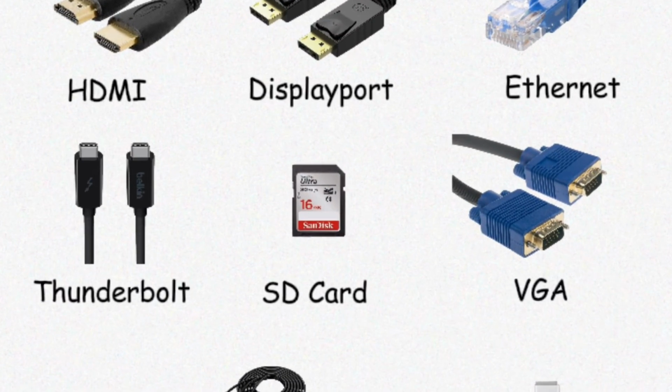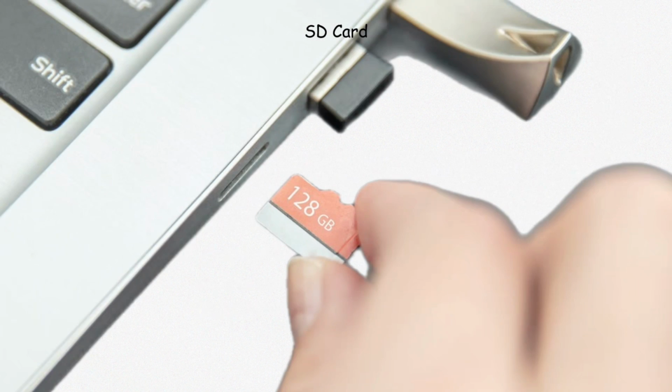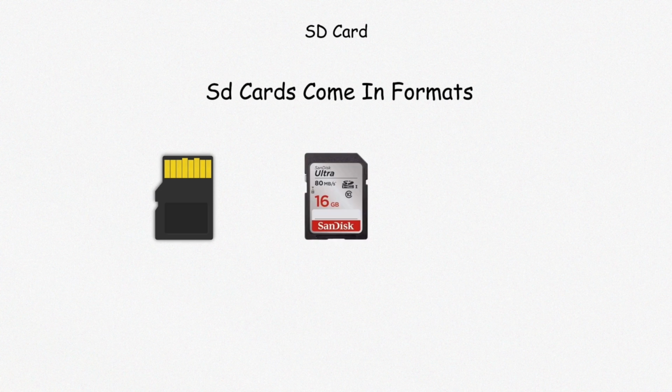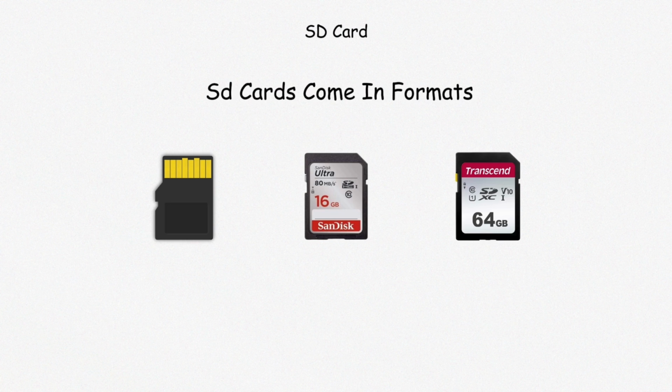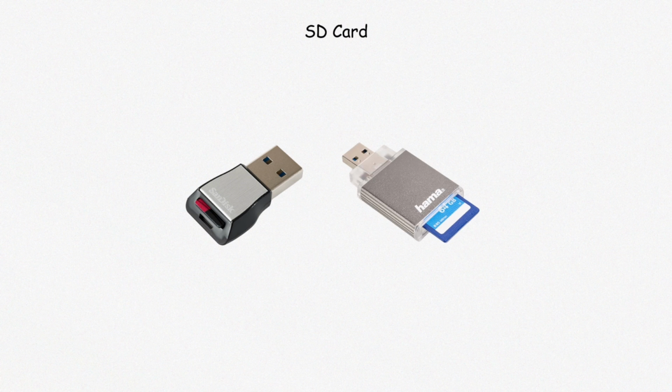SD card slots allow direct access to memory cards used in cameras, phones, and other devices. Full-sized SD card slots accept standard secure digital cards, while some laptops use micro SD slots for smaller cards. These ports are used to read or write data, often photos or video files. SD cards come in formats like SD, SDHC, and SDXC, with speeds and capacities varying accordingly. A UHS-I slot supports up to 104 megabytes per second, while UHS-2 and UHS-3 support faster transfer rates, mainly for professional use.